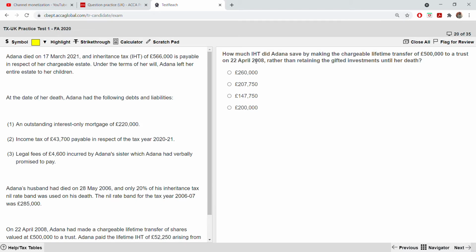How much IHT did Adana save by making the chargeable lifetime transfer of 500 to a trust on 22nd April 2008 rather than retaining the gifted investments until her death? So how much is it? The death rate is what? It is 40%.